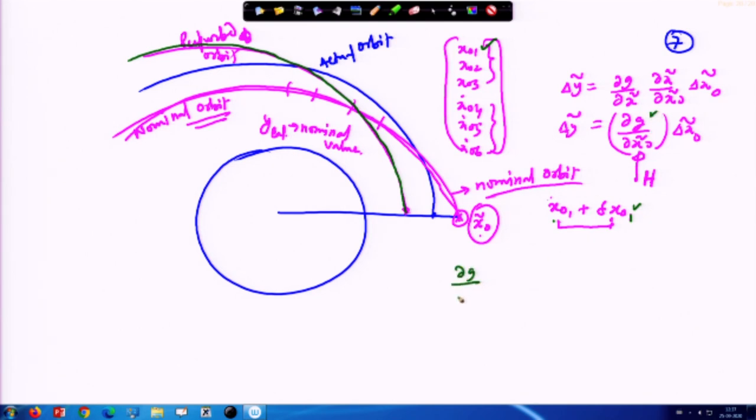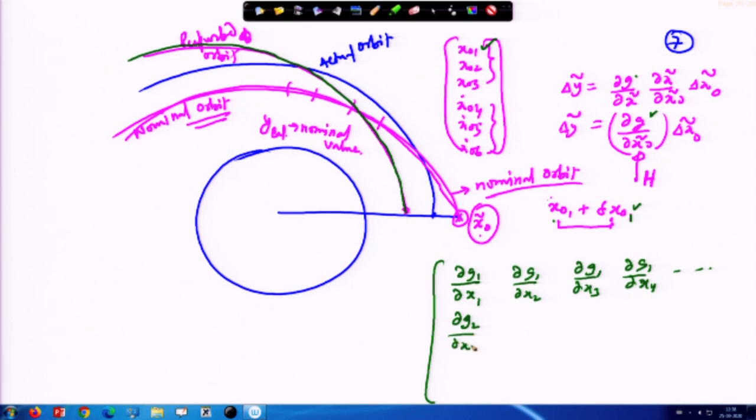You need the first element here; g is of size 4. So, dou g 1 by dou x 1, dou g 1 by dou x 2, dou g 1 by dou x 3, dou g 1 by dou x 4 and so on, up to 6. Similarly, here dou g 2 by dou x 1 and so on. If you are perturbing only the first element, you will be able to get this, this and this. So, up to here the four elements of the matrix will be determined.